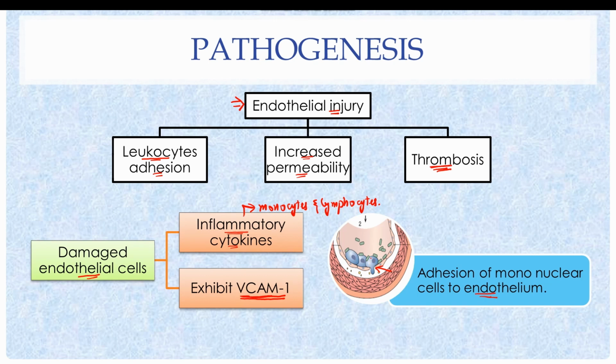So these monocytes diffuse through the endothelium into the subendothelial space, and once the monocytes reach the subendothelial space, they transform into macrophages. This is the first step of formation of atherosclerosis, and this typically occurs within the first or second decade of life.